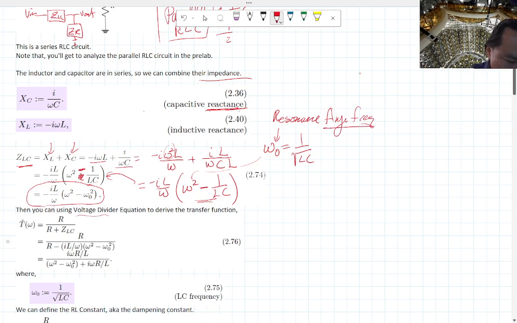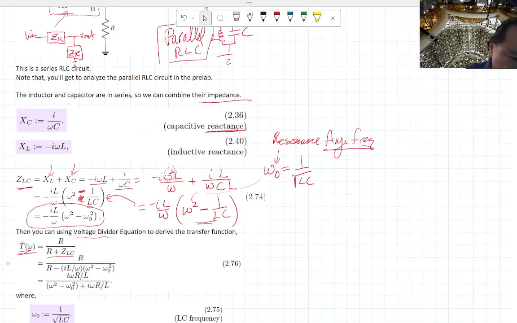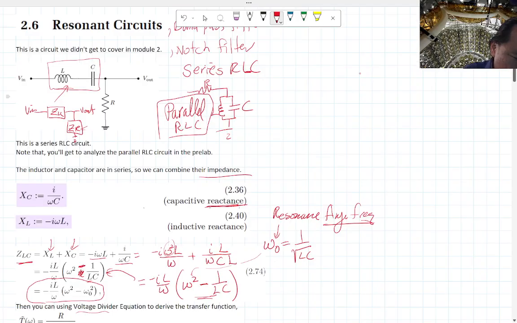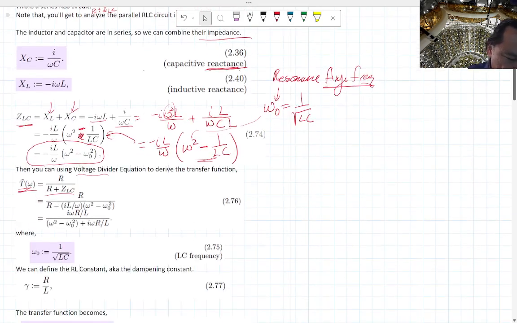To complete the analysis and calculate the transfer function, we're just going to use the voltage divider. You can use Ohm's law and Kirchhoff's law if you want, but the voltage divider is based on that. So to calculate the transfer function at the output, you have something with impedance here, something with impedance here, and the voltage out is going to be equal to the bottom, which is Z_R, which in this case is going to be R, divided by the sum of these two things, R plus Z_LC. And that's what this starts at. R is just R. Z_LC is what we calculated, and we just plug that in there.